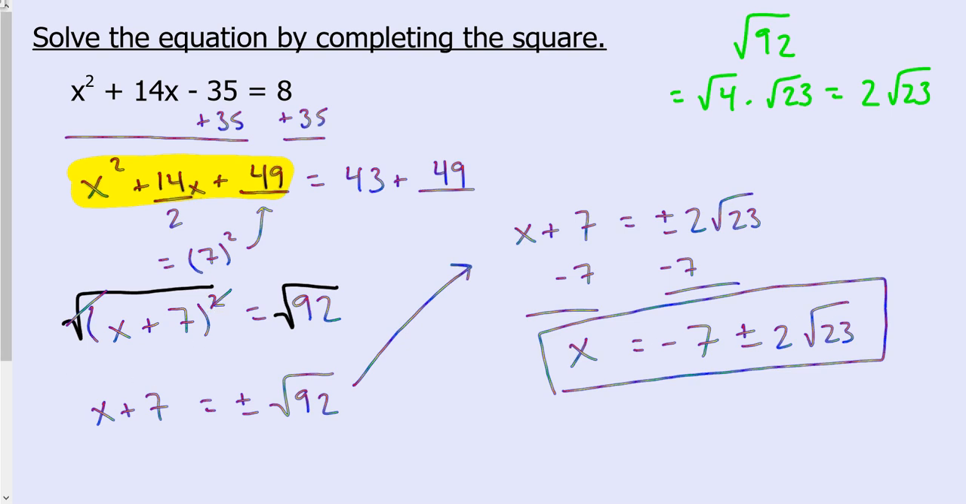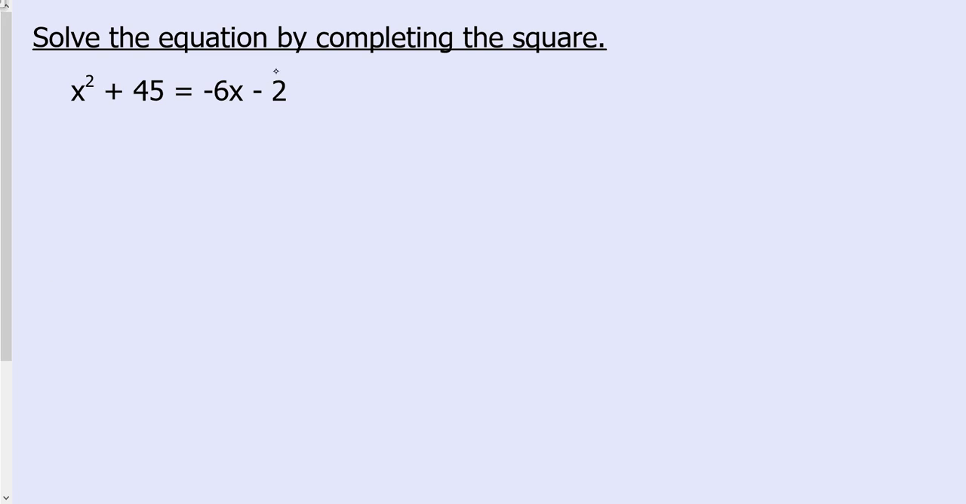So let's go take a look at one more problem. Solve the equation by completing the square: x squared plus 45 equals negative 6x minus 2. Well, this one is just all jumbled up. So this and this need to be on the left, and this probably needs to go on the right. So let's move this one over here, and let's move that one over there using some algebraic manipulation.